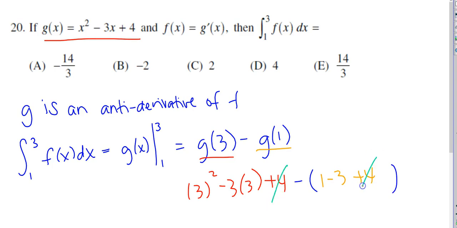Let's see, notice your 4's cancel. So I've got 3 squared, which is 9, minus 3 times 3, that's 9. So all I need to do here, let's see, 1 minus 3 is negative 2. So final answer is 2.